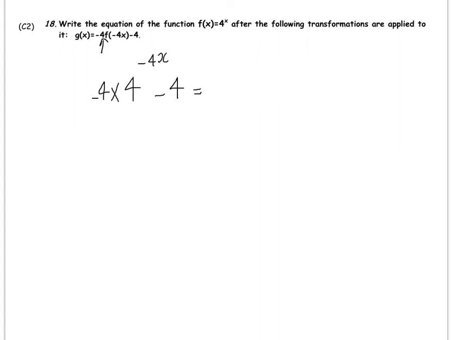I can also simplify this one, because negative 4 times 4 exponent negative 4x is the same as negative 4 exponent... this is exponent 1, so you can add it. So negative 4x plus 1, minus 4. So this is the equation of the transformed function, g of x.